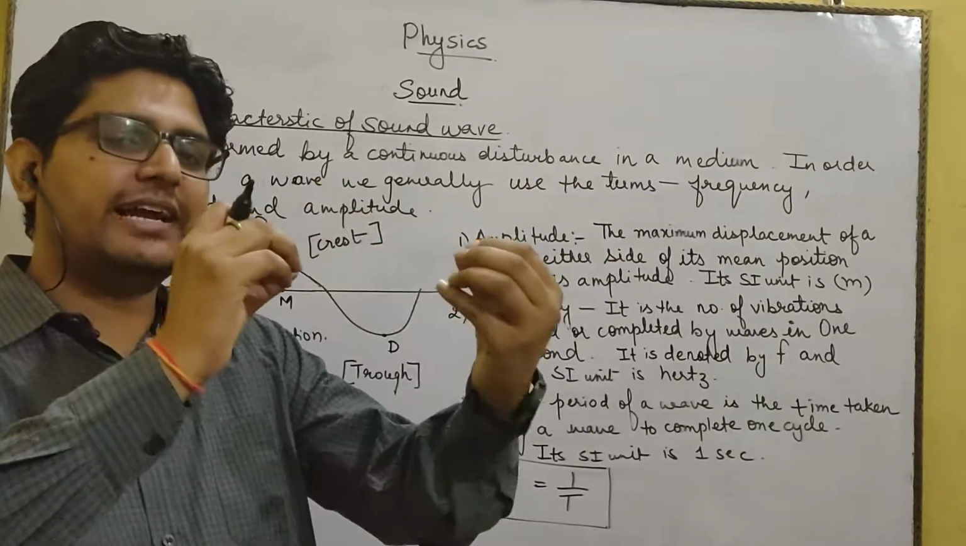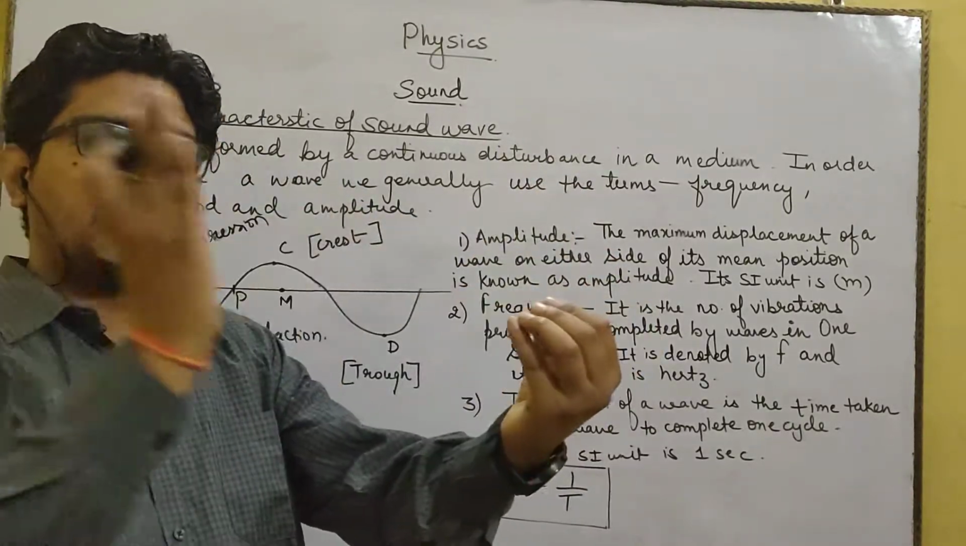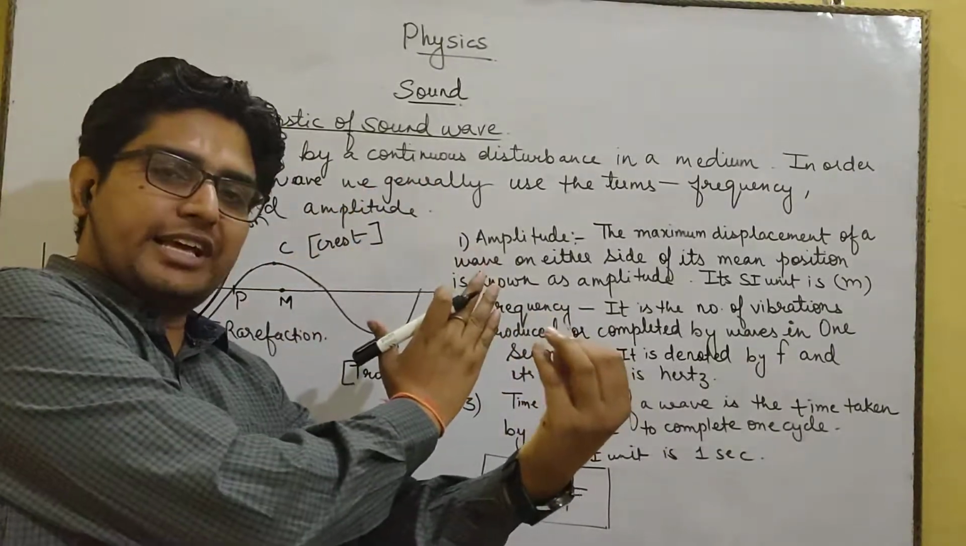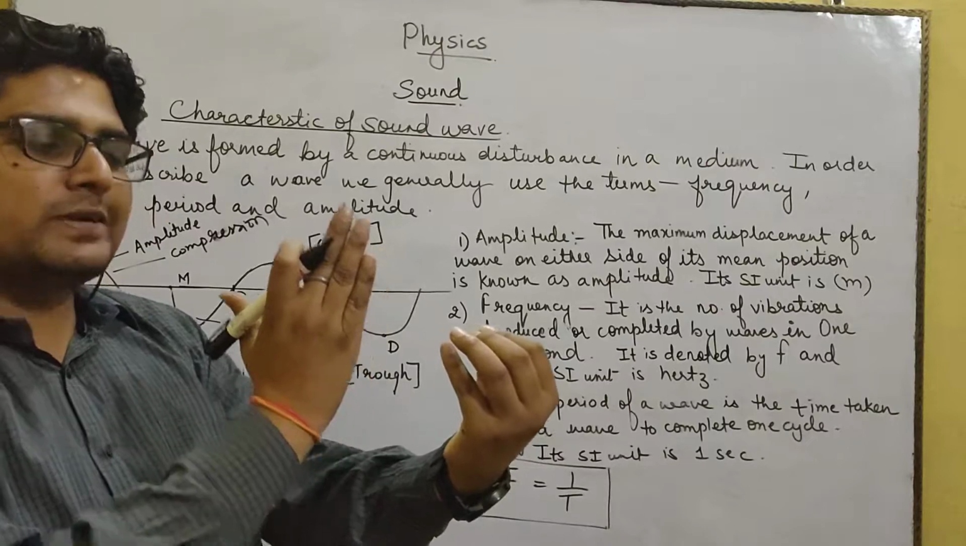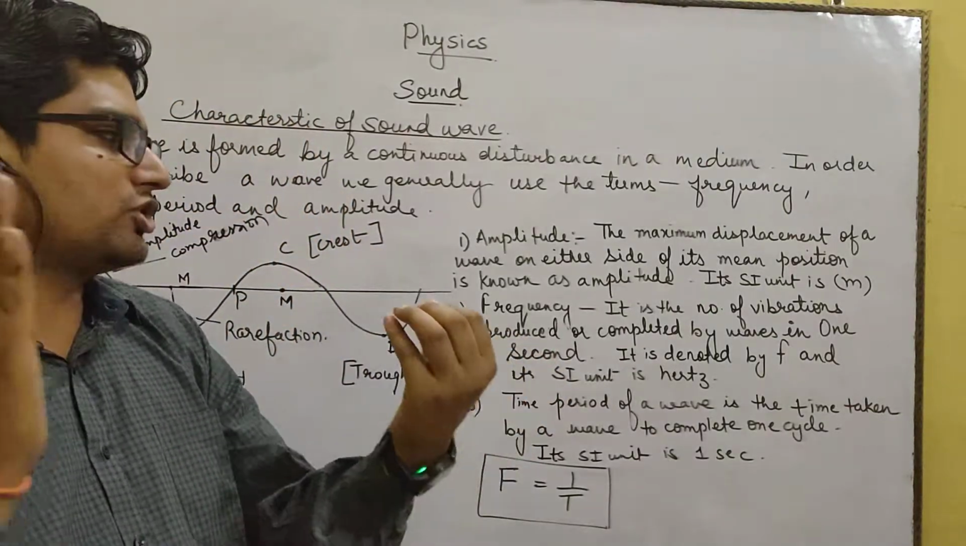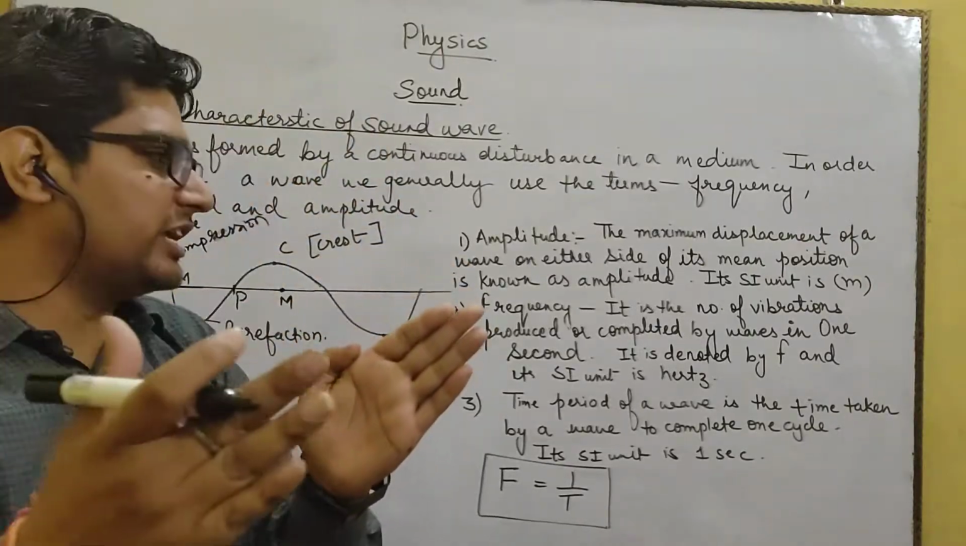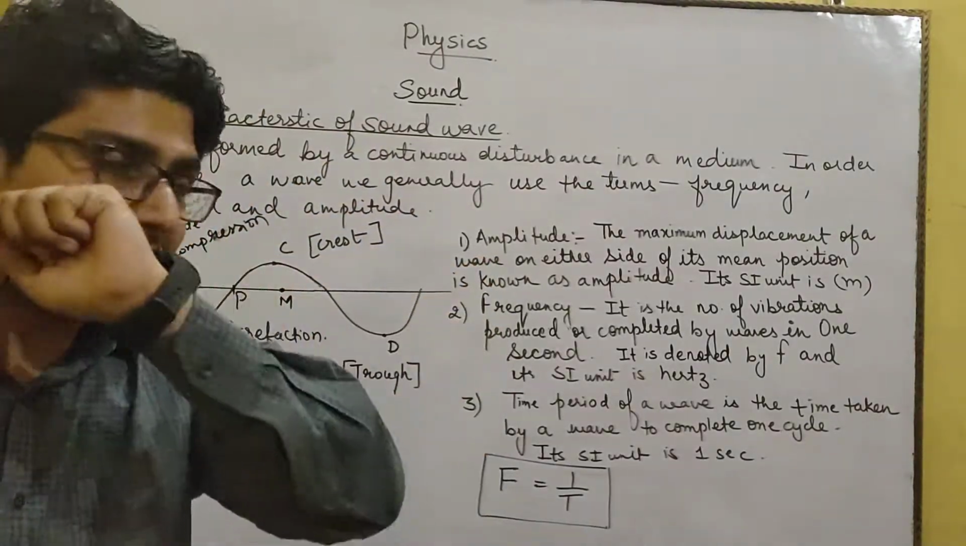So when you stretch it and release it, it will vibrate like this, isn't it? From its mean position, it moves to one of the extreme positions, then it comes back to its mean position, then it goes to another extreme position. So this maximum displacement from the mean position to its extreme position is known as amplitude.